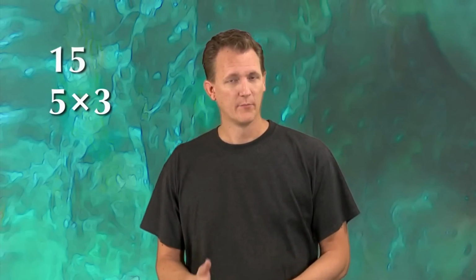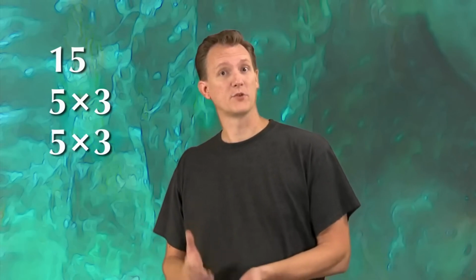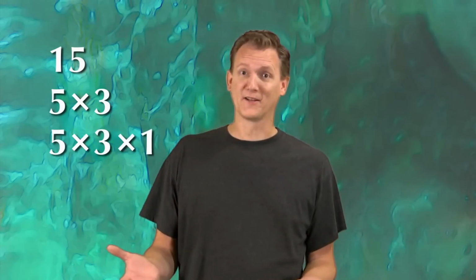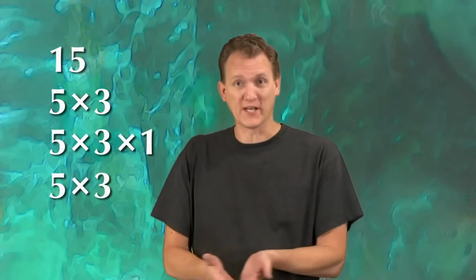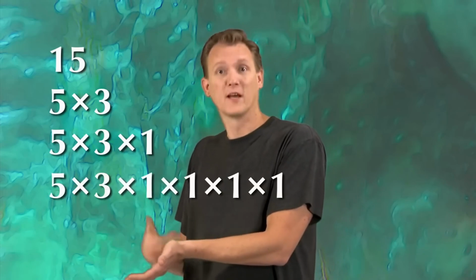For instance, if you're going to factor the number 15, you just say that it's 5 times 3. But you could also say that it's 5 times 3 times 1. In fact, you could even say it's 5 times 3 times 1 times 1. See why there's always a 1 left over when you're canceling common factors?